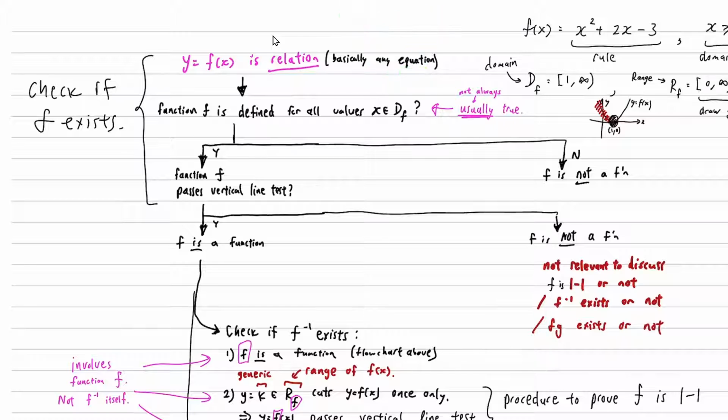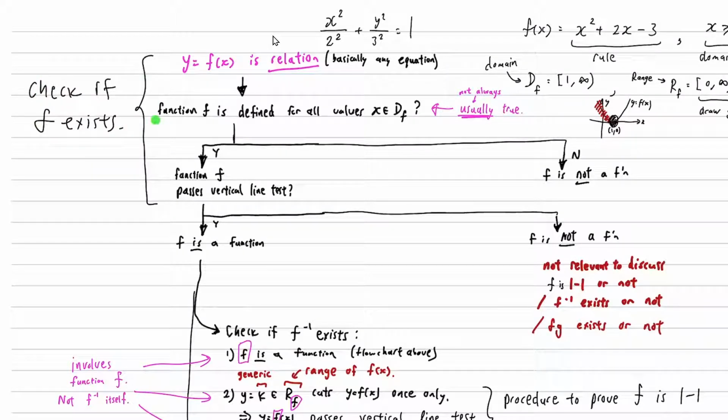Okay, there are many kinds of relationship you've seen before. Hyperbola, or maybe ellipse, just to make it easy. X squared over 2 squared plus y squared over 3 squared equals to 1. Right? This is a relationship. But is it a function? We have to check. So what are the two conditions that we need to check? So here's the procedure, checking if f, a function, exists.